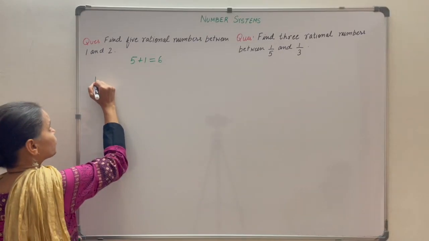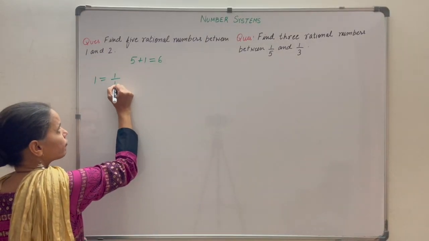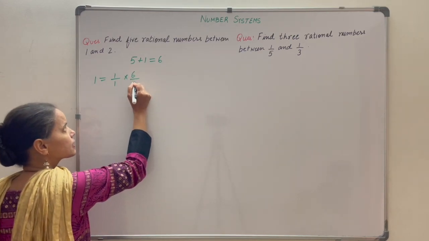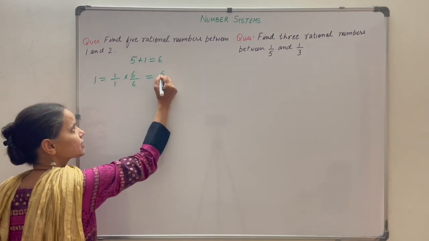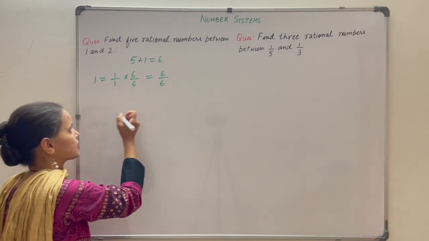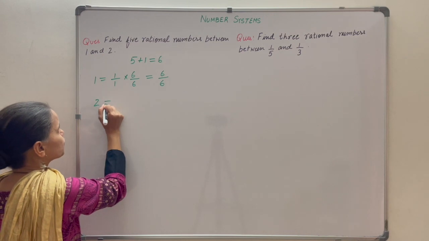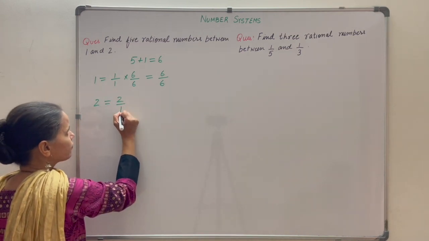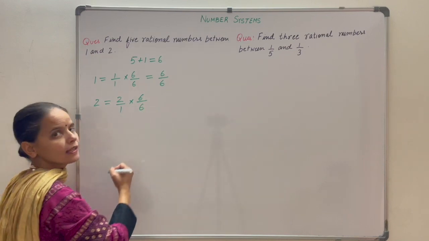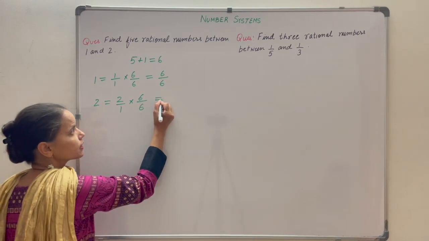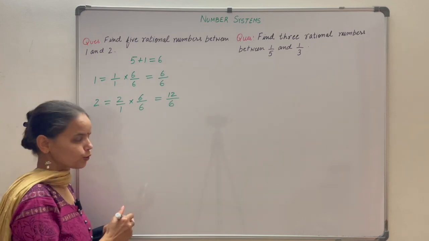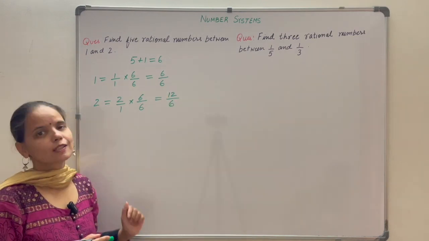So let us write down 1 as 1 by 1. So we will multiply here both in numerator and denominator by 6. So what do you get here? 6 by 6. So 1 is rewritten as 6 by 6. Similarly, 2, you can write it as 2 by 1. Here also we will multiply both numerator and denominator by 6. So what do you get here? In numerator you get 12, in denominator you get 6. So 2 you have rewritten as 12 by 6.